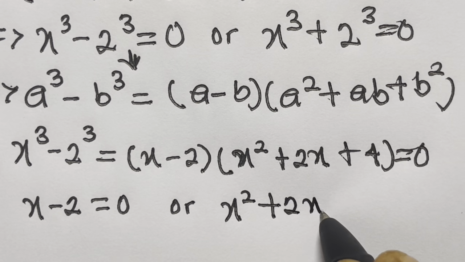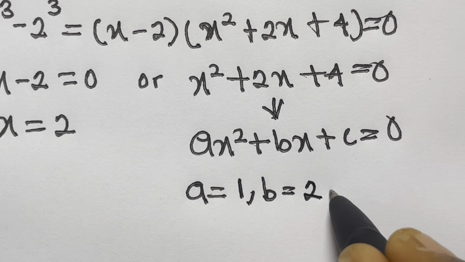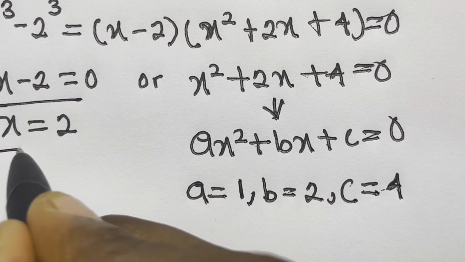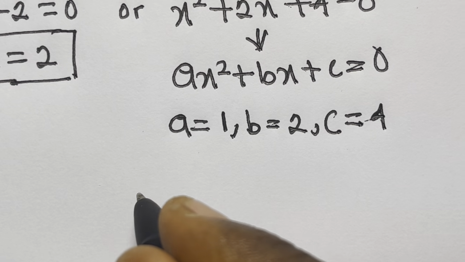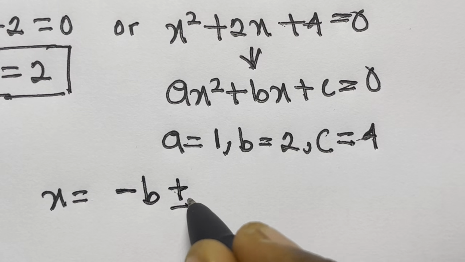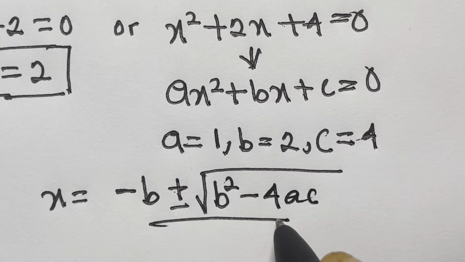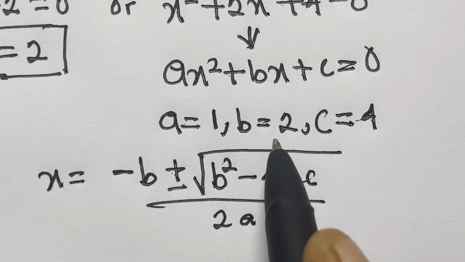If we want to use the quadratic formula, we can declare that our a, the coefficient of x squared, is 1, our b, the coefficient of x, is 2, and our c, the constant, is 4, right? But don't forget, we've already gotten one of our solutions, x is equal to 2. And what the quadratic formula says is x equals minus b plus or minus square root of b squared minus 4ac, divided by 2a. So let's substitute these values into the equation.